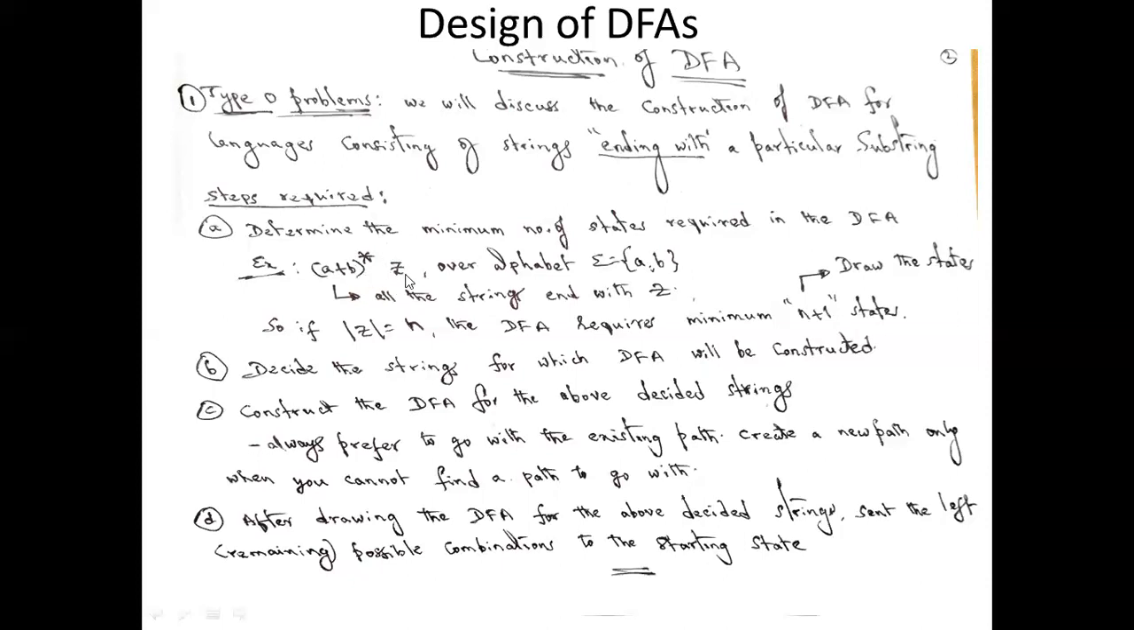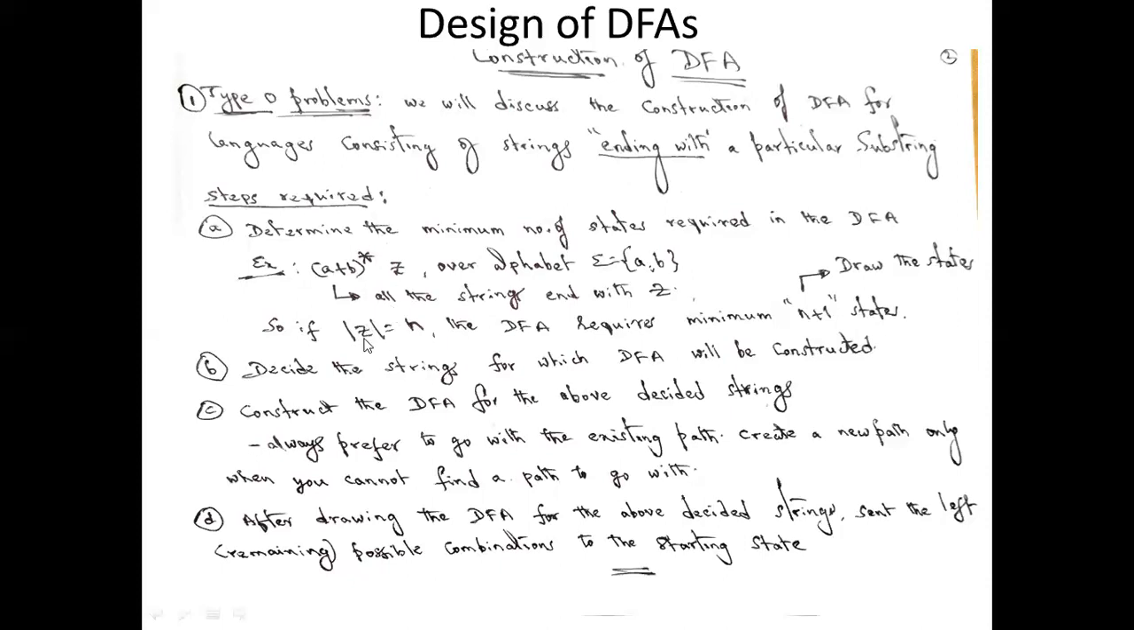Then how can we decide the number of states which are required? First calculate the size of Z. Size of Z means the number of character positions in Z. Suppose in ABB, the number of character positions is 3. In 001, the number of character positions is 3.